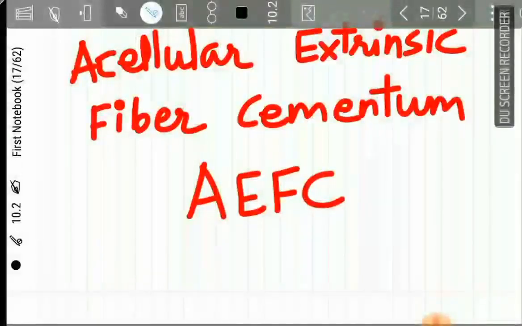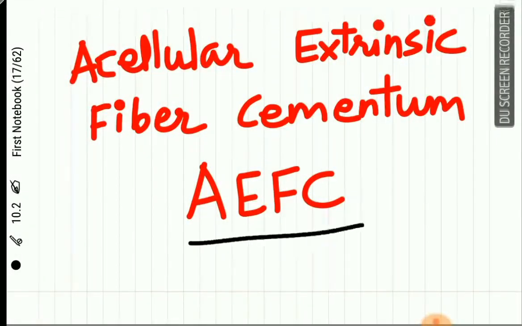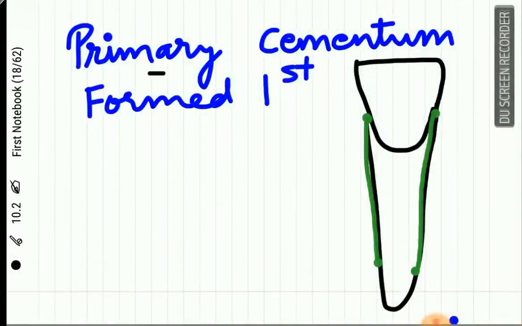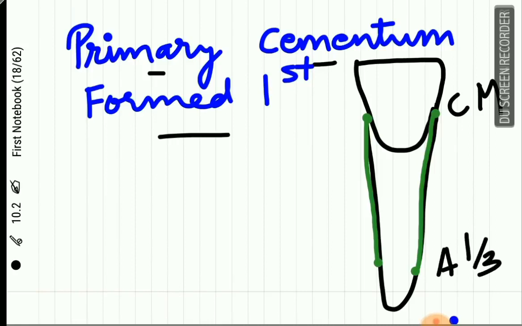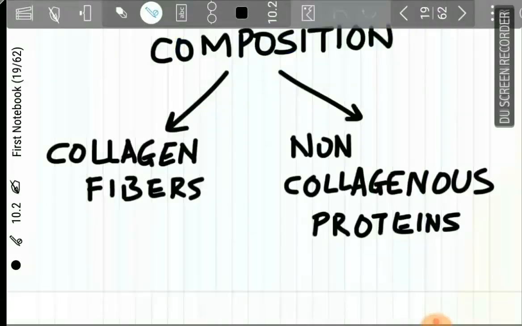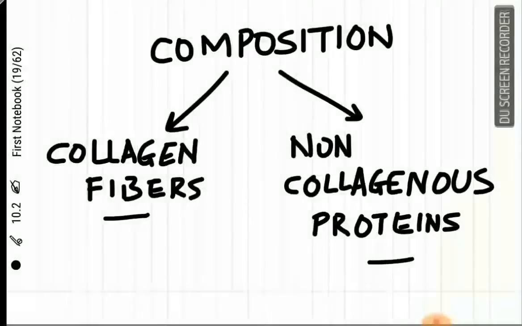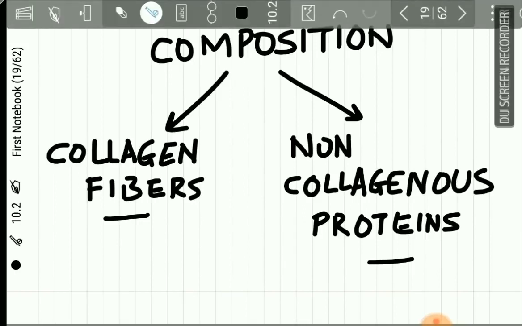Now let us study the acellular extrinsic fiber cementum or AEFC in detail. This AEFC is called the primary cementum because it is formed first. It extends from the cervical margin up to the apical 1/3 of the root. It does not cover the apical 1/3, but it just extends up to it. The composition: it contains the collagen fibers and the non-collagenous proteins. These collagen fibers form the bulk, while the non-collagenous proteins are present in lesser quantity.